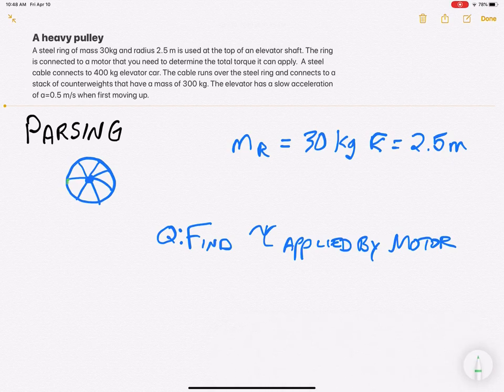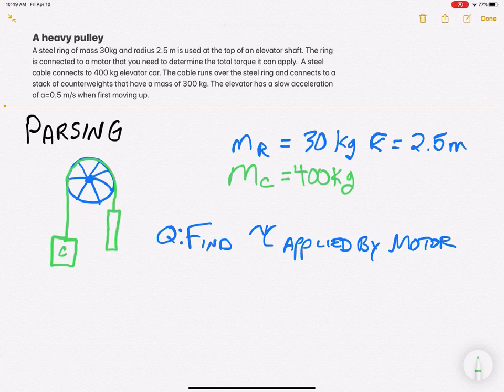But what we have then is two different tensions. On one side, a cable goes down and connects to the elevator car itself, and the mass of the elevator car was 400 kilograms, and that's all we know. It runs over the steel ring and connects to a stack of counterweights. If you've been in some places with elevator mechanisms that show it, you can see the big counterweights. It may even be in Captain America: The Winter Soldier, where you see the counterweights in action.